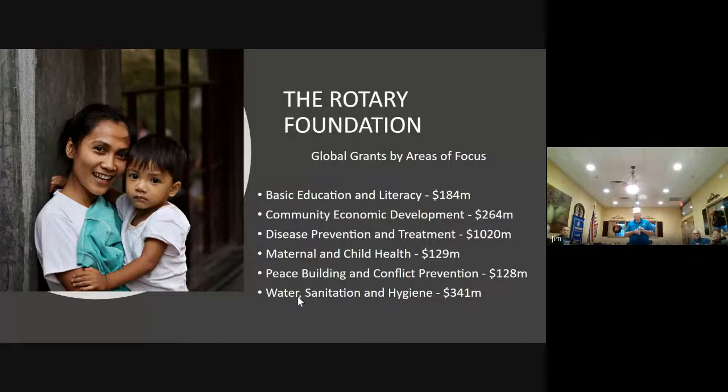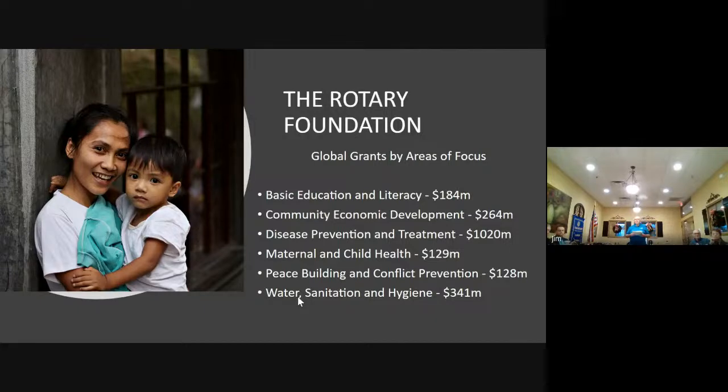So far, $184 million has been spent on basic education and literacy, and that includes all different types of programs, from building schools in third world countries to supporting the Dolly Parton Imagination Library. If it has a basic education or literacy component, you can apply to the Rotary Foundation for that. It's things like setting up classrooms in Rocky Point, Mexico, and all those types of things get involved.